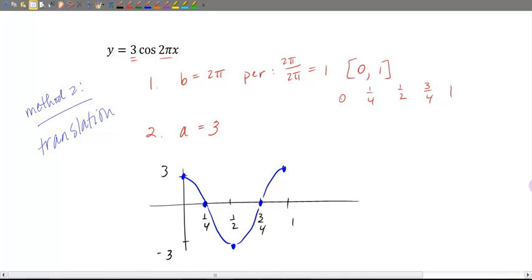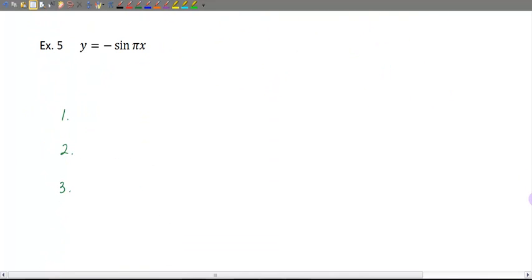So let's look at one more example. And I'm not going to use the table method. I'm going to actually use the translation method that I just showed you. And we're looking at this and it says y is equal to negative sine pi over x. So we're going to identify our parts again.